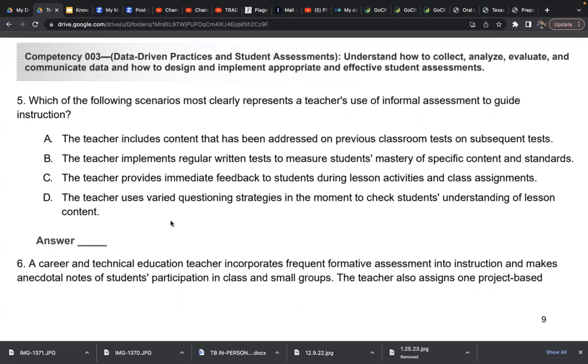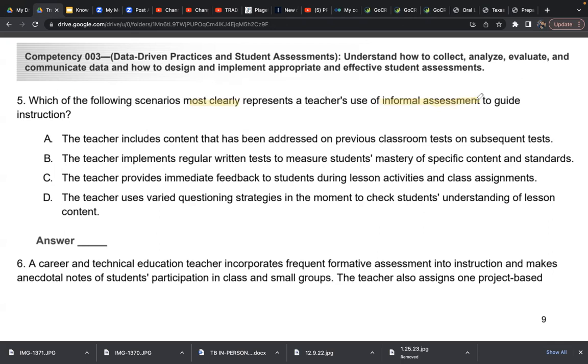All right, what keywords and phrases do we see? Most clearly. That should raise the hairs on us because we already know there might be more than one, most clearly, but what? Use of informal assessment to guide instruction. Informal assessment means collection of data. So we're going to put it in layman's terms, remember: which of the scenarios shows us the teacher collecting data to guide instruction, period. Collecting data to guide instruction.